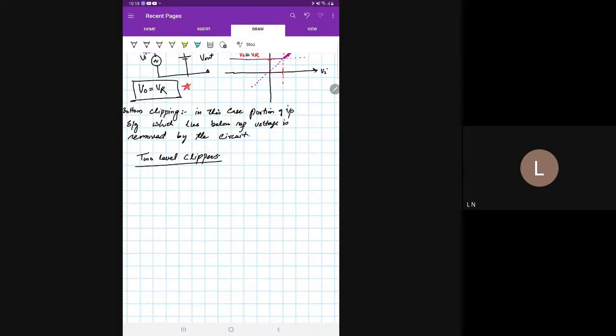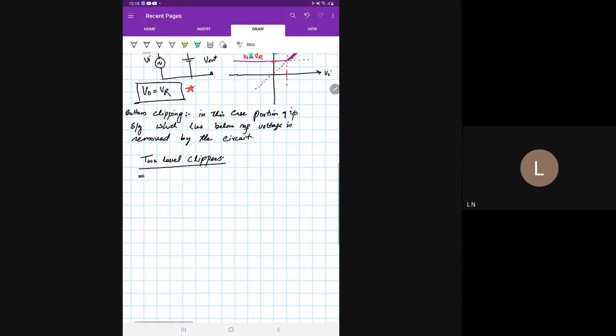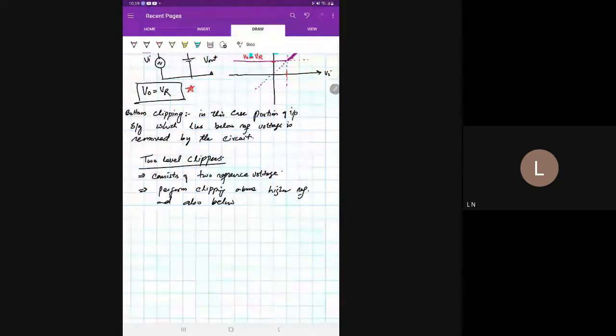Okay, so those circuits are known as two-level clippers. They consist of two reference voltages. They perform clipping above the higher reference voltage, and also below the lower reference voltage. Okay, so they can remove some portion at the top and some portion at the bottom.